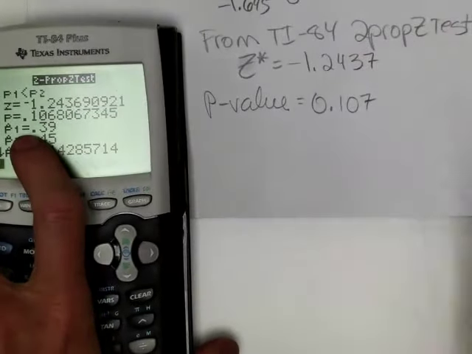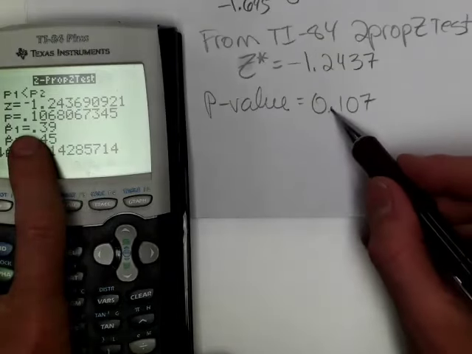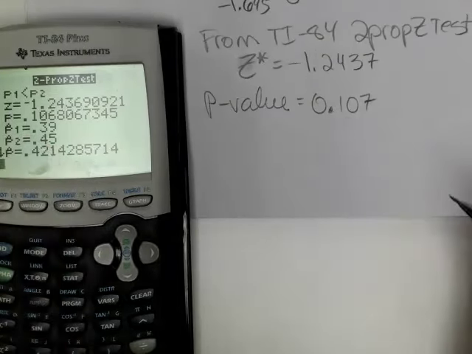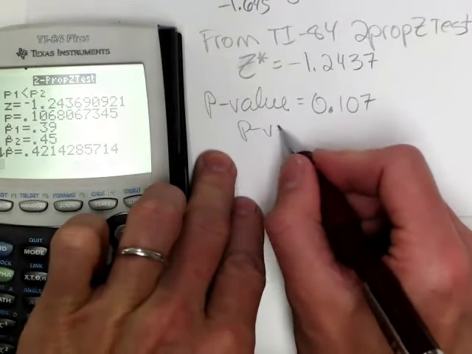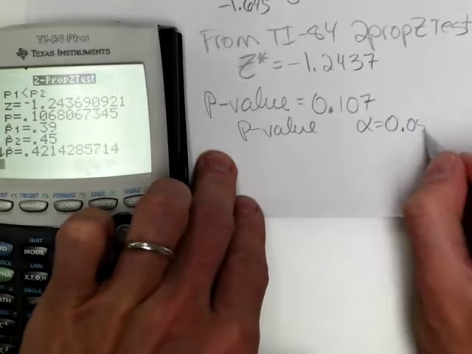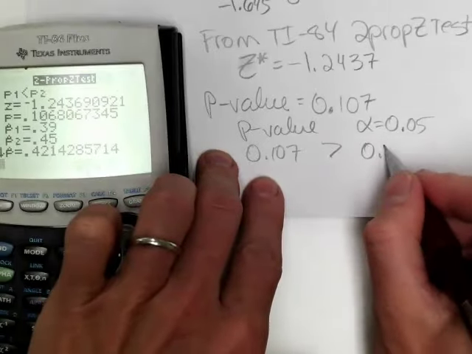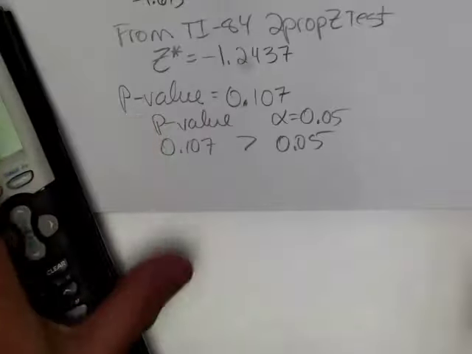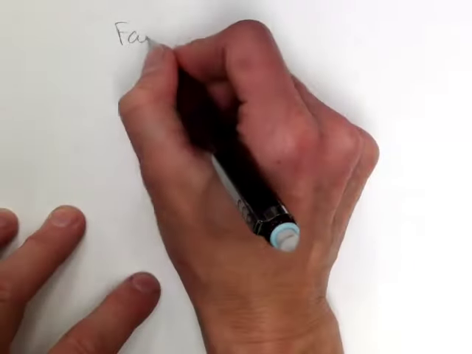rounding to 3 decimal places. You need to round to however you're told to round in my stat lab. Again, this is consistent with failing to reject the null. Comparing our p-value to our level of significance of 0.05, the p-value is greater than 0.05. So the decision is to fail to reject the null.